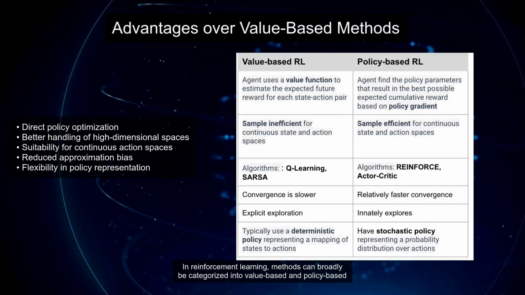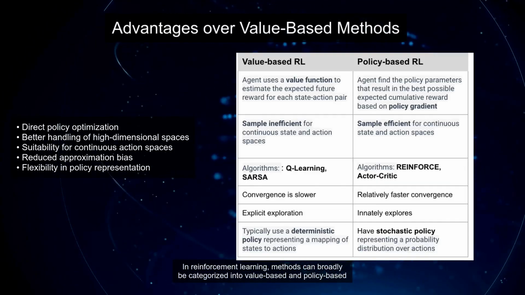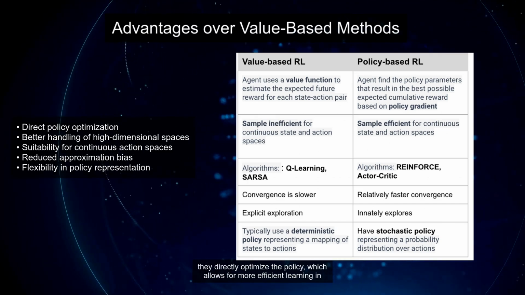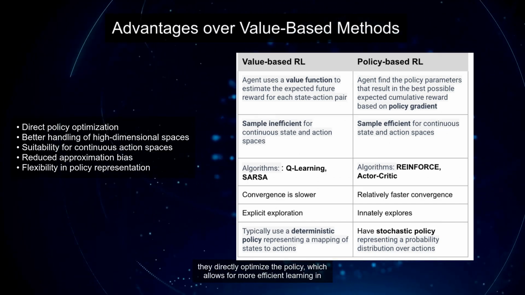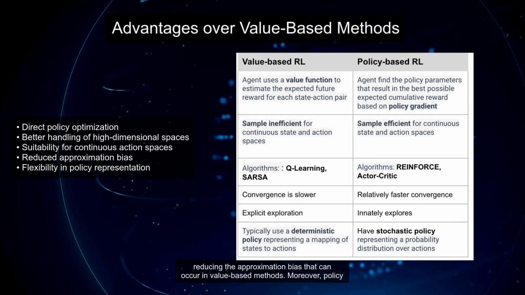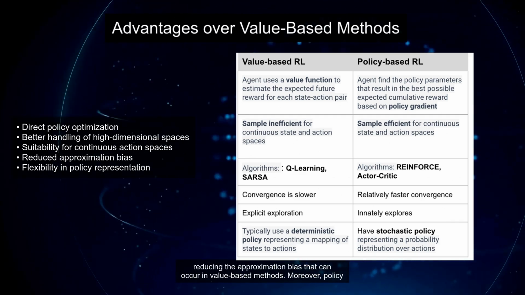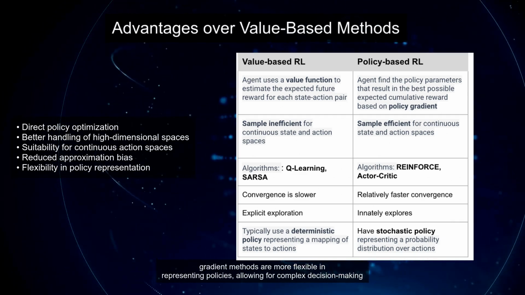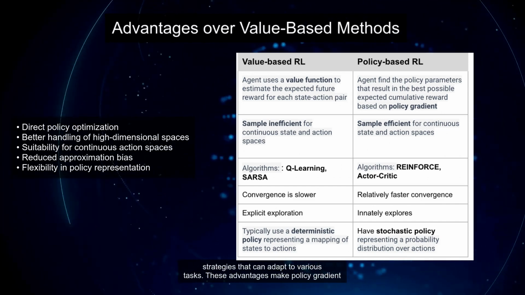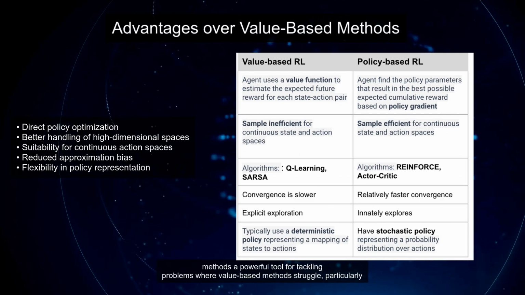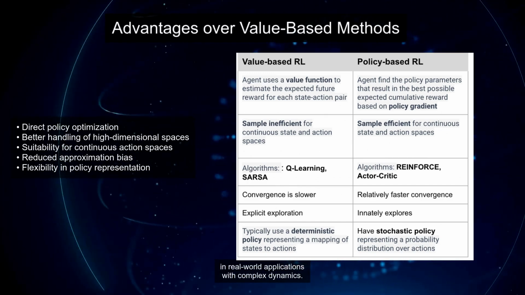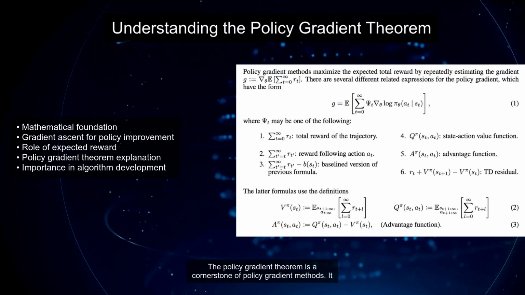In reinforcement learning, methods can broadly be categorized into value-based and policy-based approaches. Policy gradient methods offer several advantages over traditional value-based methods. Firstly, they directly optimize the policy, which allows for more efficient learning in environments with continuous or high-dimensional action spaces. This direct optimization helps in reducing the approximation bias that can occur in value-based methods. Moreover, policy gradient methods are more flexible in representing policies, allowing for complex decision-making strategies that can adapt to various tasks. These advantages make policy gradient methods a powerful tool for tackling problems where value-based methods struggle, particularly in real-world applications with complex dynamics.